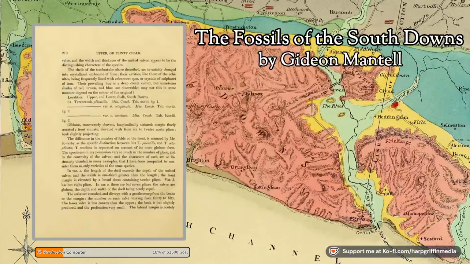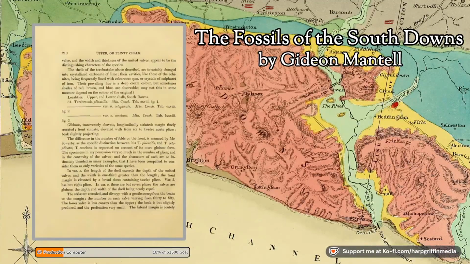from 6 to 12 acute plicae, beak slightly projecting. The difference in the number of folds on the front is assumed by Mr. Sowerby as the specific distinction between his T. plicatilis and T. octoplicata. T. consina is separated on account of its more globose form. The specimens in my possession vary so much in the number of plicae, and in the convexity of the valves, and the characters of each are so intimately blended in many examples, that I have been compelled to consider them as only varieties of the same species.